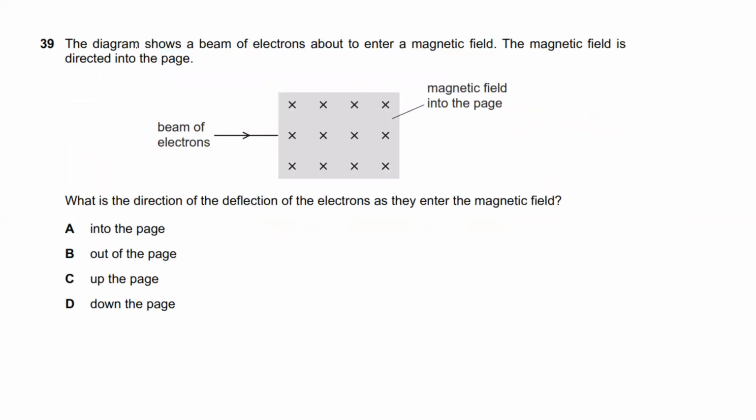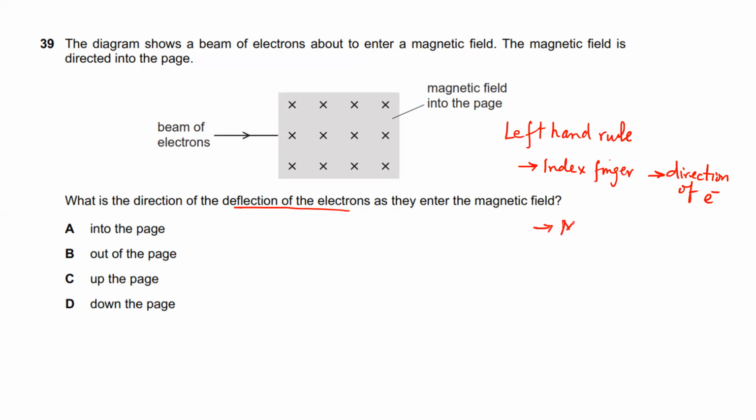Next question, question number 39. It says the diagram shows a beam of electrons about to enter a magnetic field. The magnetic field is directed into the page. What is the direction of deflection of electrons as they enter the magnetic field? So remember, the best way is to use your left hand rule. So left hand, index finger points to direction of electrons.